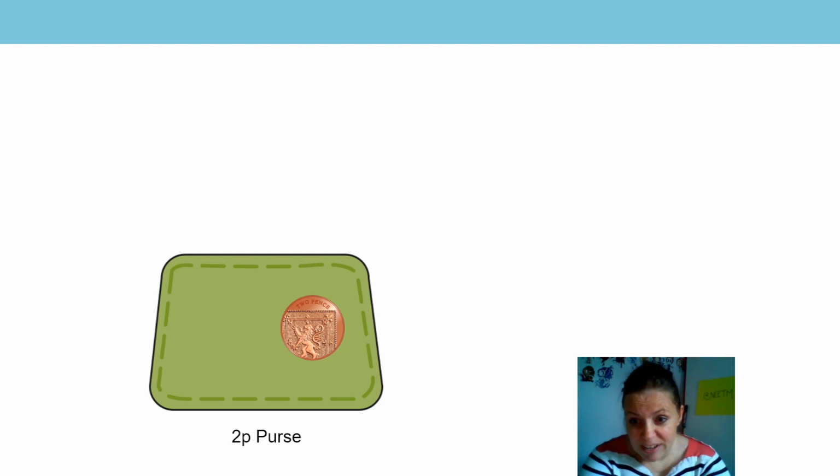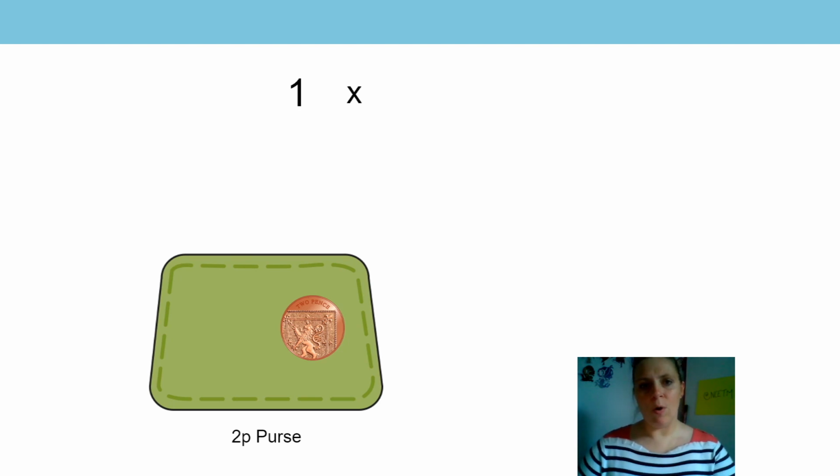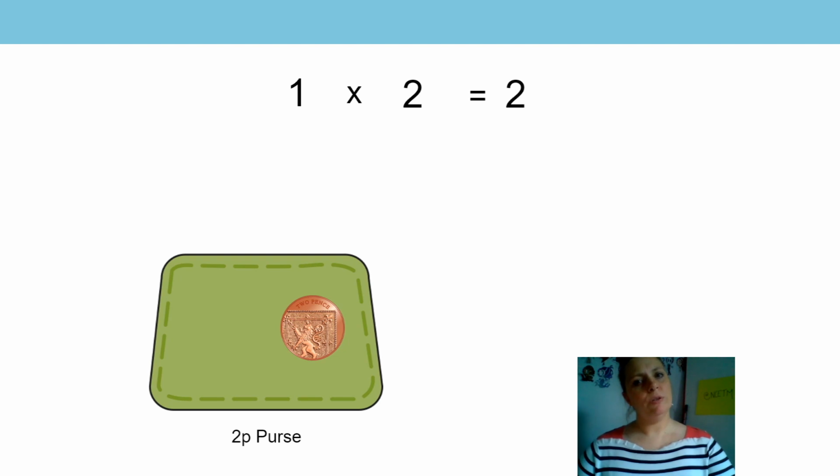But you know what I'm going to ask you to do now? Could you write the equation for me? Fantastic. 1 times 2 is equal to 2. This is one of my factors, and this is one of my factors.